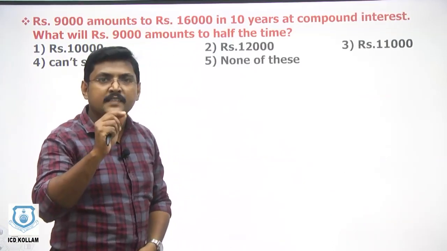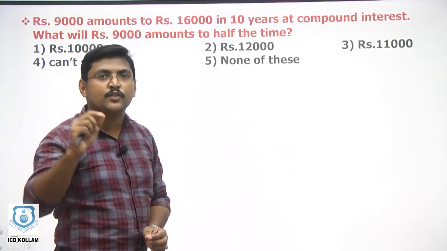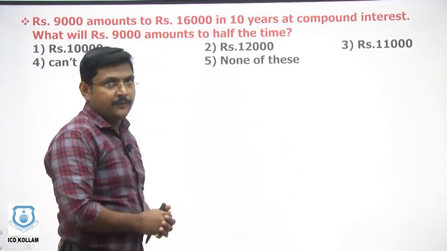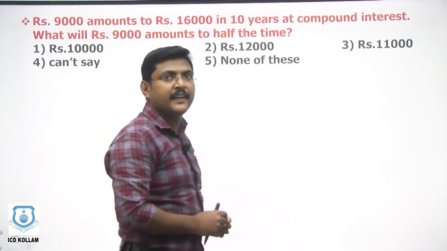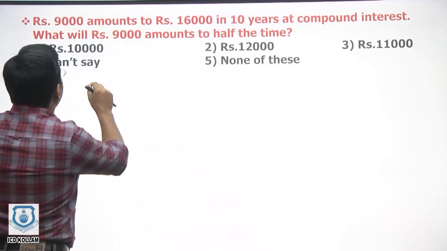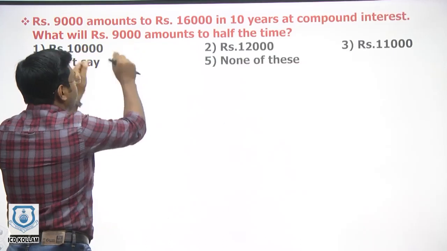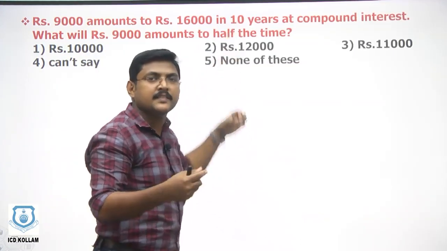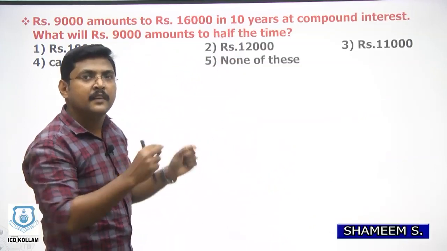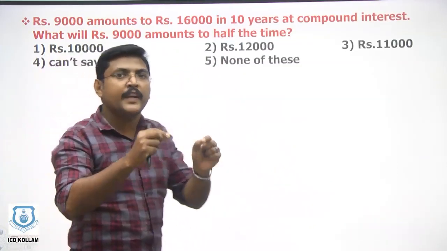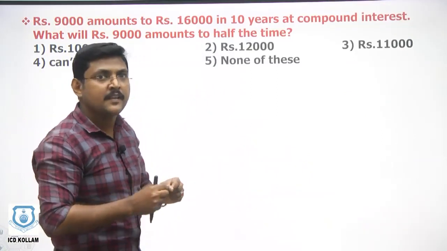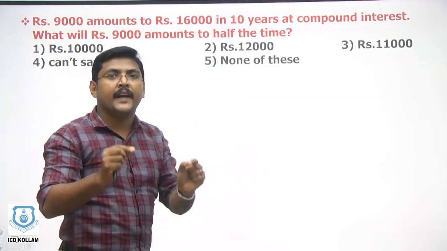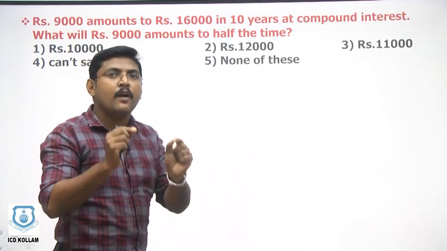We know that amount is equal to principal plus interest. So the sum of principal and interest, that's the amount. Amounts to 16,000 in 10 years time. That means the time period is given. And our question is, what will rupees 9,000, that means the same principal, amount to in half the time. Half the time means half of this 10. Half of this 10 is 5. So in 5 years time, what 9,000 amounts to, that is what we need to find. So let's try to solve this question. Before solving this question, you all know the formula to find compound interest, that means the amount in compound interest.